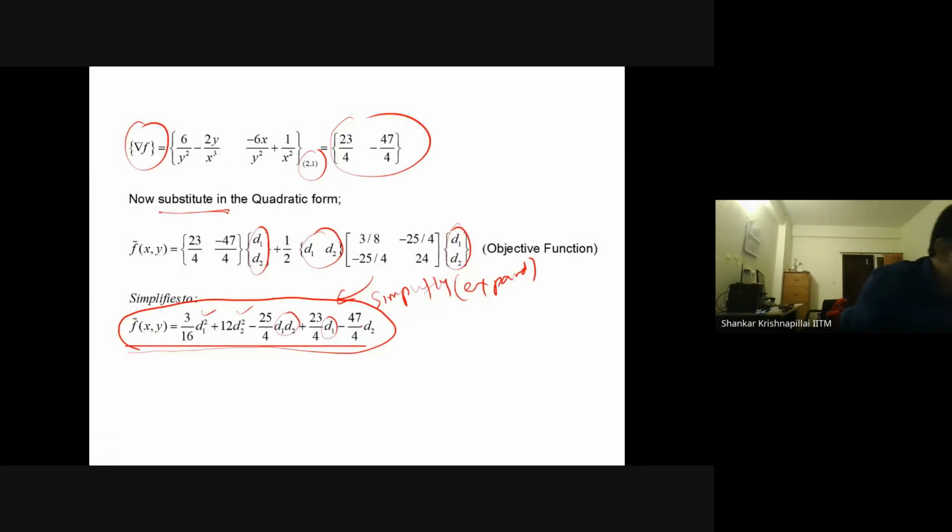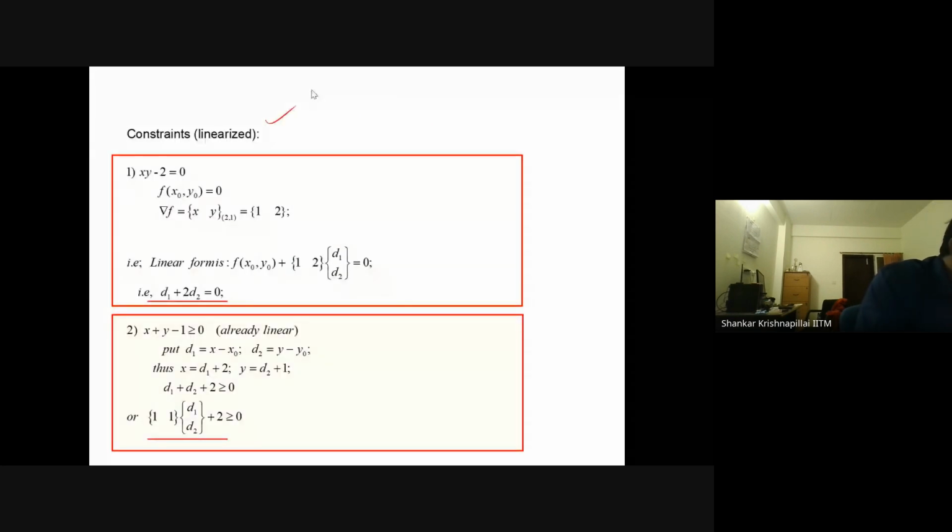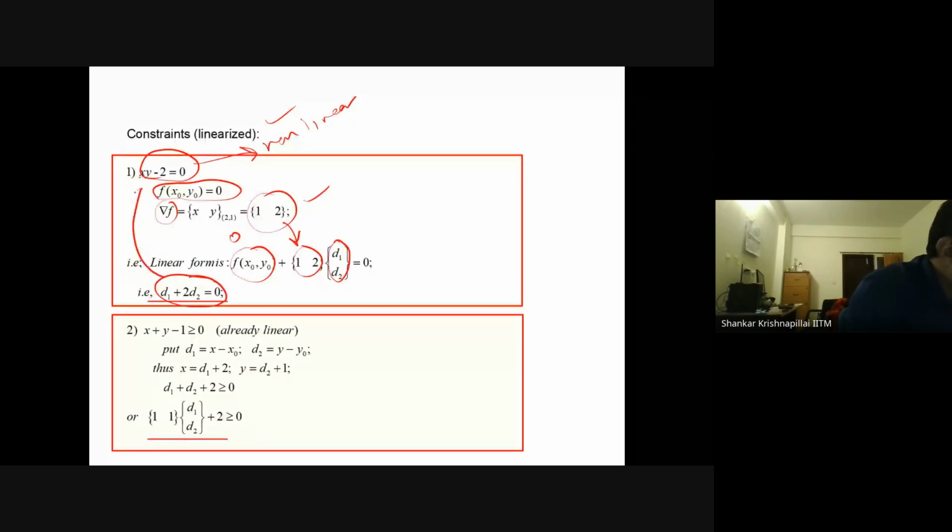Next, the constraints have to be converted to linear form. So this is actually non-linear. f of xy is equal to 0, and del f of xy at (2, 1) is (1, 2). So substitute this value, and you have to use the D1, D2 notation. Only then will it match with the objective function notation. So this is the linearized expression of xy minus 2 is equal to 0.